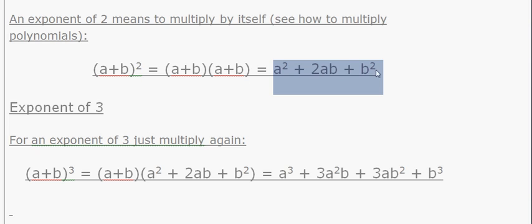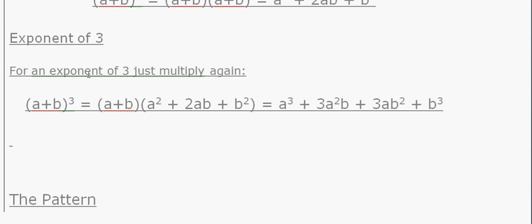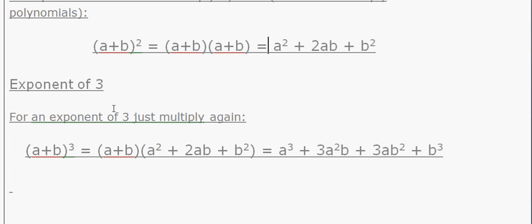This is actually not the binomial theorem because we are just applying the simple multiplication rule here. Okay, this is not the binomial theorem. We'll discuss it after some time. Let us come to an exponent of 3. For an exponent of 3, just multiply again. Like we can see, we have just multiplied this with this.